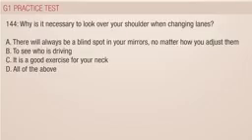Question 144. Why is it necessary to look over your shoulder when changing lanes? A. There will always be a blind spot in your mirrors, no matter how you adjust them. B. To see who is driving. C. It is a good exercise for your neck. D. All of the above.